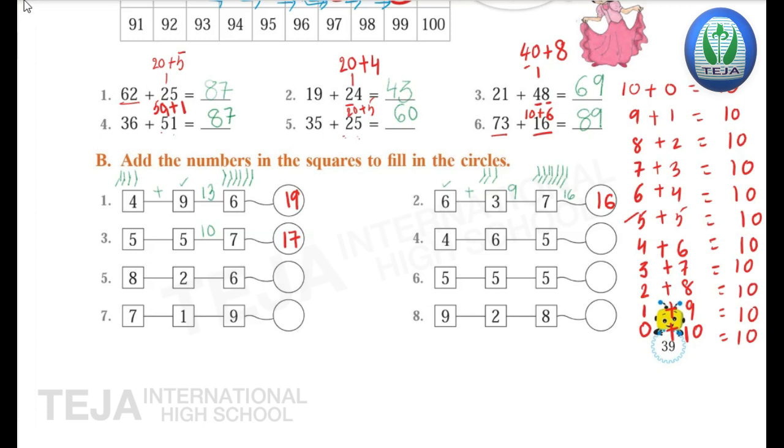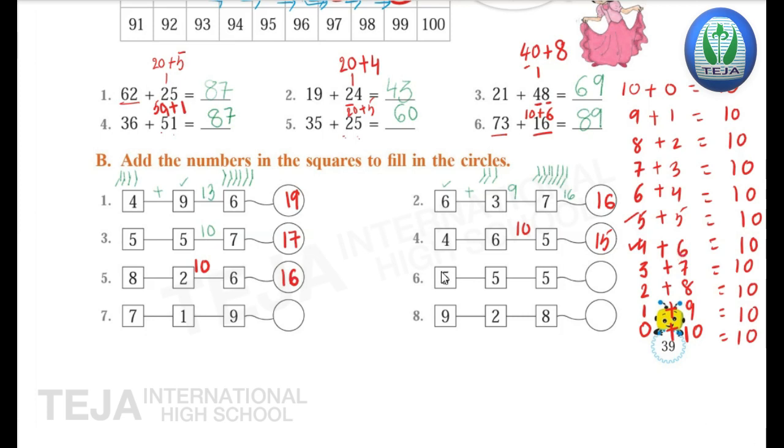Okay, now see the fourth question. 4 plus 6 plus 5. So 4 plus 6 is how much, children? It's 10. 10 plus 5 is 15. Okay, now next, fifth question. Look here. 8 plus 2 plus 6. What is 8 plus 2? 8 plus 2 is 10. Now 10 plus 6 is how much, children? 10 plus 6 is 16. Write 16 in the circle.